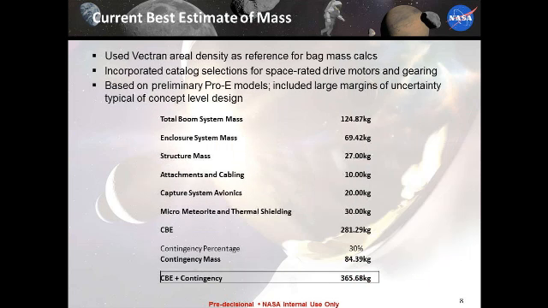We did a quick mass estimate on it with some of the CAD work we did. Total boom mass system, we're at 124 kilograms. And adding in the bag, again, it's a lighter bag. It's a single ply Vectran bag versus something that's inflatable with multiple plies. Attachments, cabling, et cetera. And then adding in 30% contingency, we're at about 365 kilograms.